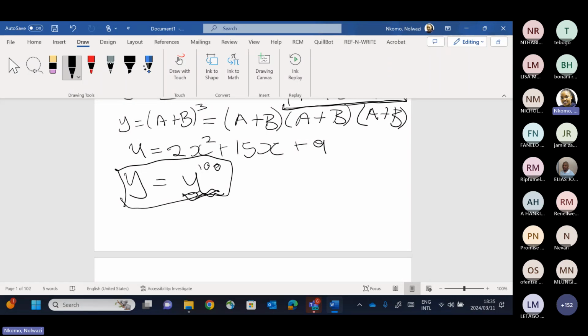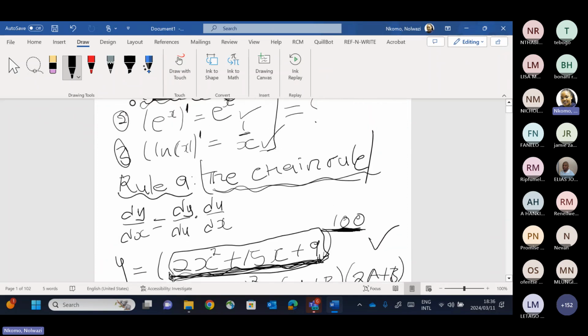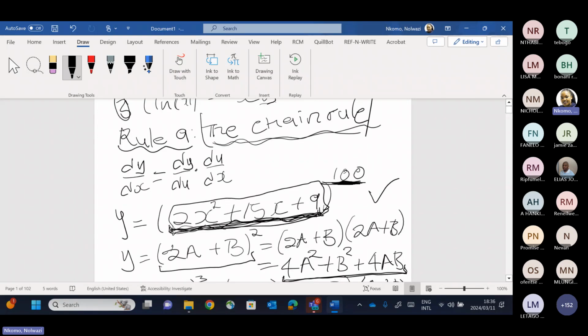But okay, if we differentiate this function, since this is y, which is a function of u, that means we'll have the derivative of y with respect to u, not with respect to x, and our function was given in terms of x, right?